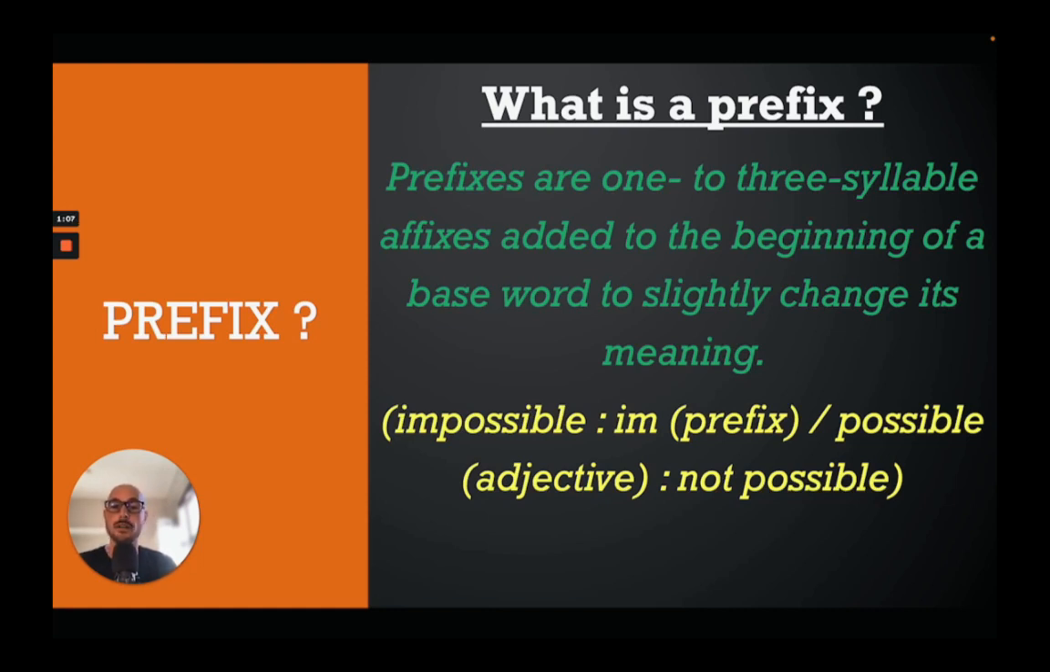So we have two parts. Im, in this case, can freely be translated as not. And then our main adjective, possible, stays the same. So impossible is actually not possible. So now you can see basically the impact a prefix has on a word. Possible and impossible are completely different words with completely different meanings. So that is the function of a prefix in the English language and also in the Dutch language.